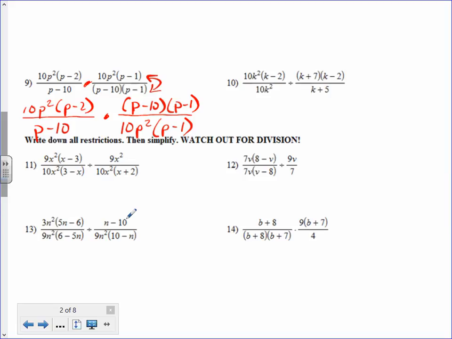You change the sign, flip, and take the reciprocal. Okay. Now we can do the exact same process we just did. So what's first?